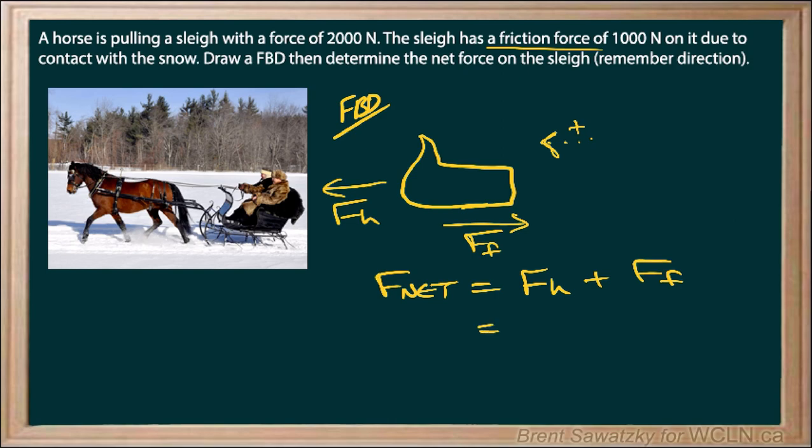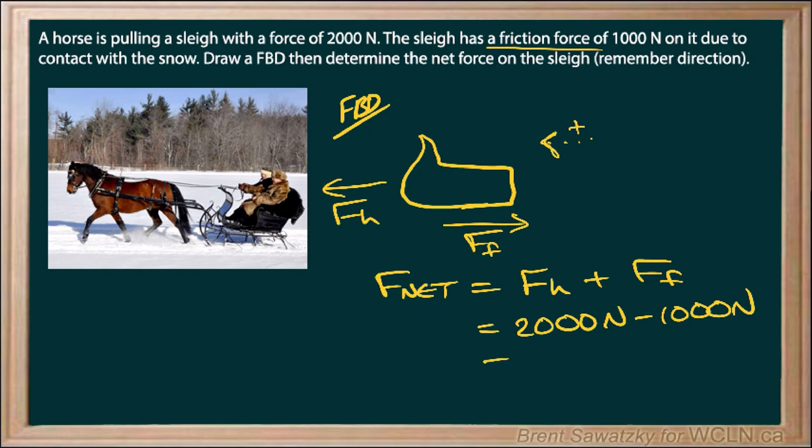And so the force of the horse, 2,000 newtons. And we considered left to be positive, and the horse is pulling left, so that being a positive, perfect. The force of friction, that'll oppose the motion, so that'll be to the right, just like we showed in our free body diagram. And to the right means that that would have to be a negative.